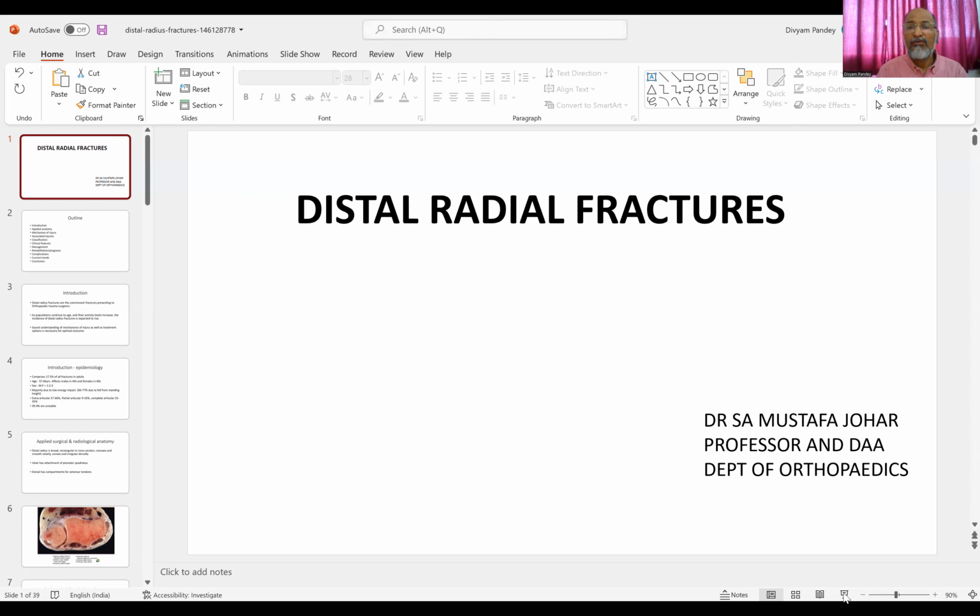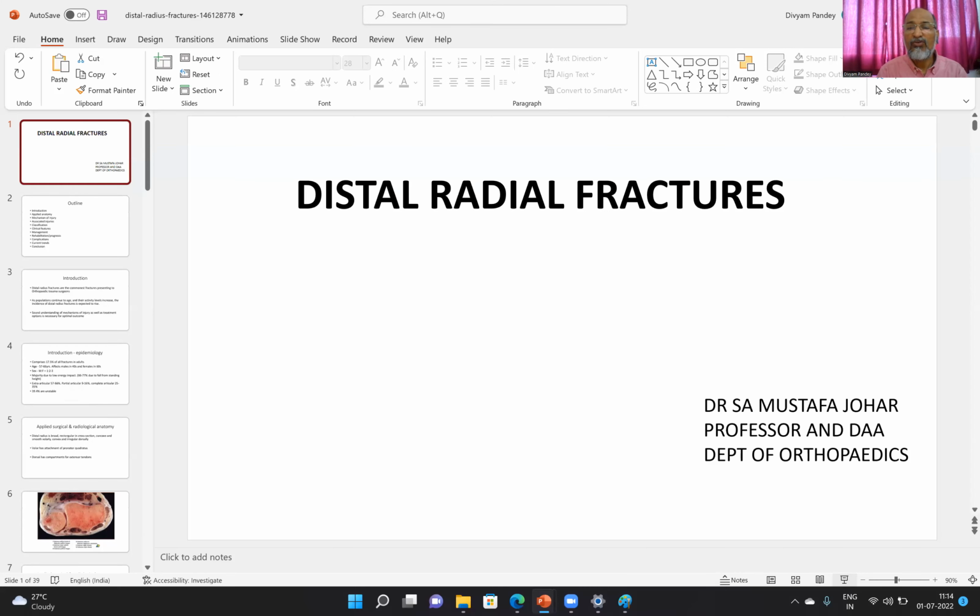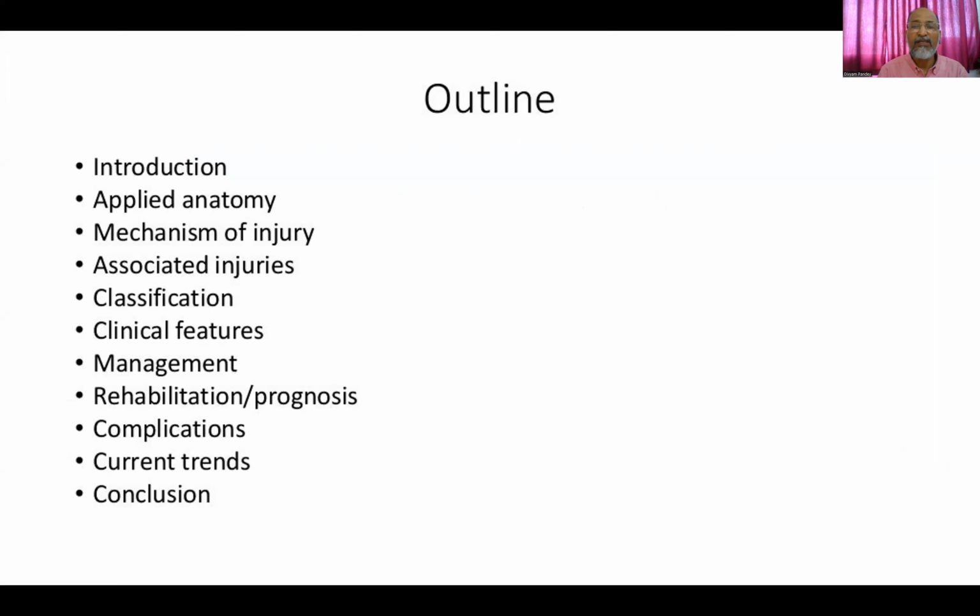We will be covering this topic under the following heads: the introduction, the applied anatomy, mechanism of the injury, associated injuries, classification, clinical features, management, rehabilitation and its progress, the complications, the current trends in the management of the distal radius fracture, and the conclusion.